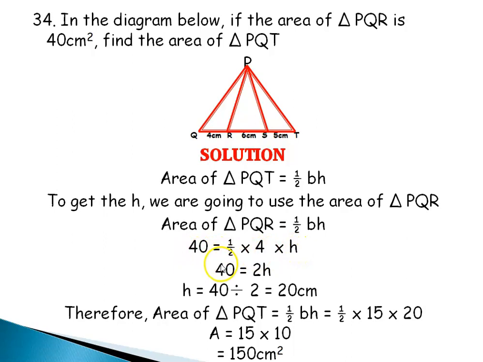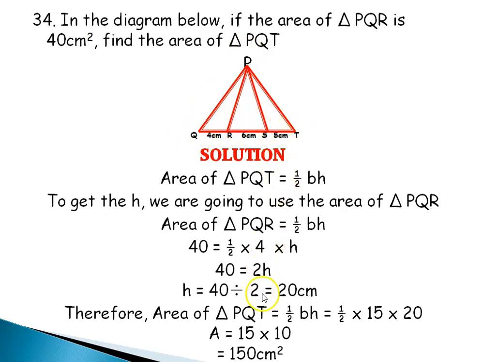Alright, 40 is equals to 1/2 times 4 times h. 2 here 1, 2 here 2, so 40 is equals to 2h. Divide both sides by 2. 2h divided by 2 is h. 40 divided by 2 is 20 centimeter. So just know that the height for PQR is the same height for PQT.